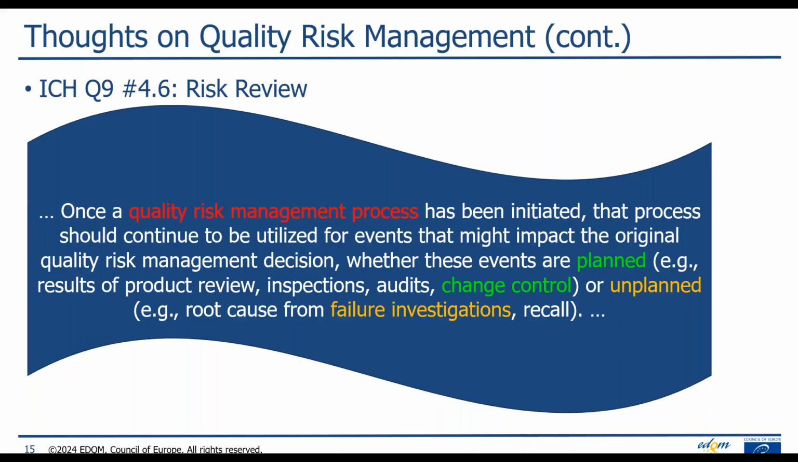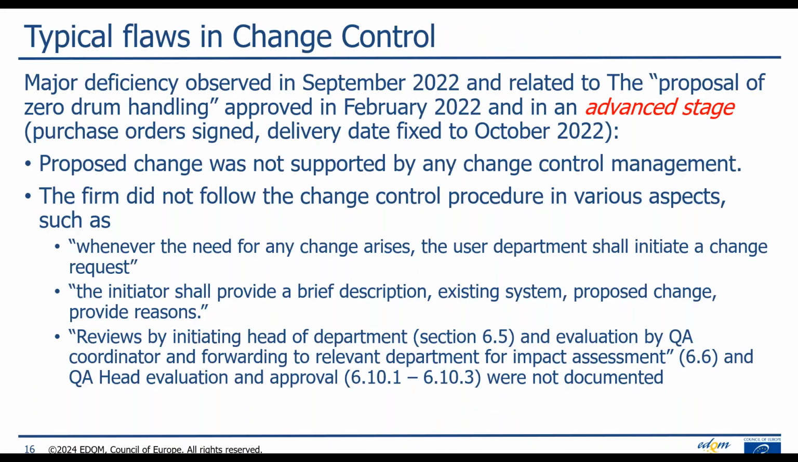One example I have taken here is number 46, the risk review. I put this slide into the presentation because it makes a bridge to, for instance, change control or to investigation. So the deployment of quality risk management processes in those contexts of major GMP processes is of utmost importance. And here we still see a lot of flaws and failures when performing an inspection. This one is one of those.